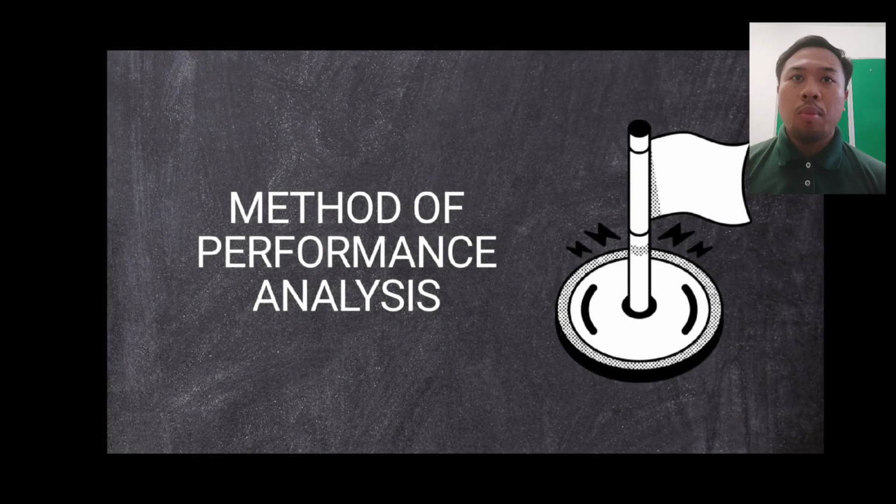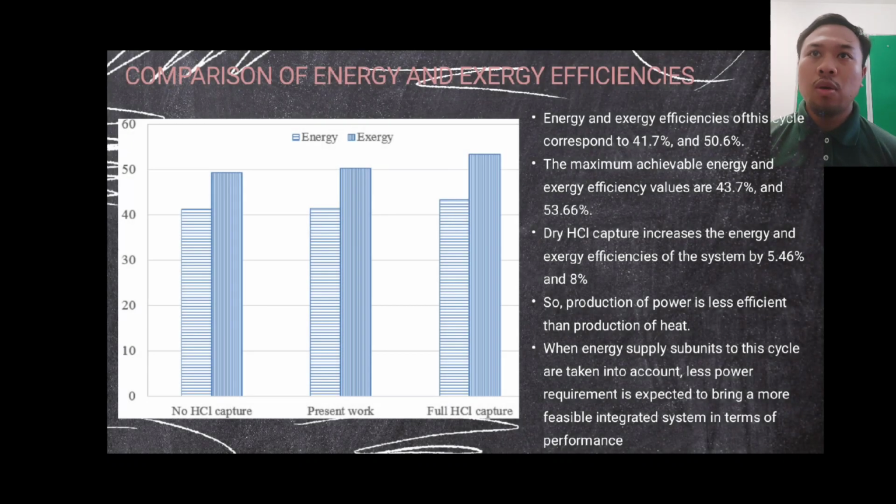Now I will present about method of performance analysis. First, we go to comparison of energy and exergy efficiency. Energy and exergy efficiency of this cycle correspond to 41.7% and 50.6%. For the full HCl capture, we get the energy and exergy efficiency value are 43.7% and 53.66%. So from this graph also we can see when full HCl capture for this nuclear power plant, it will get more higher energy and exergy than no HCl capture.